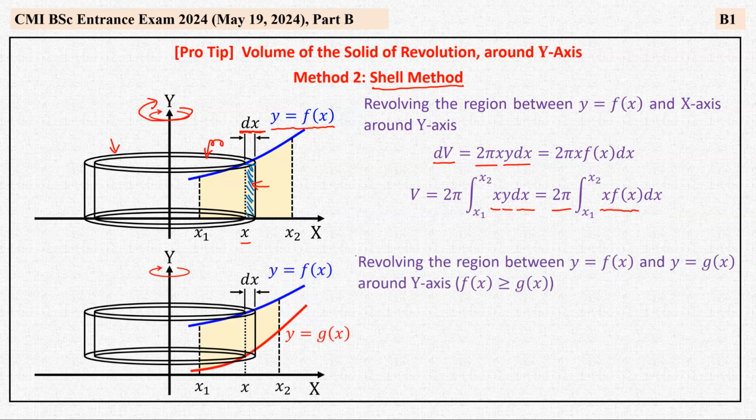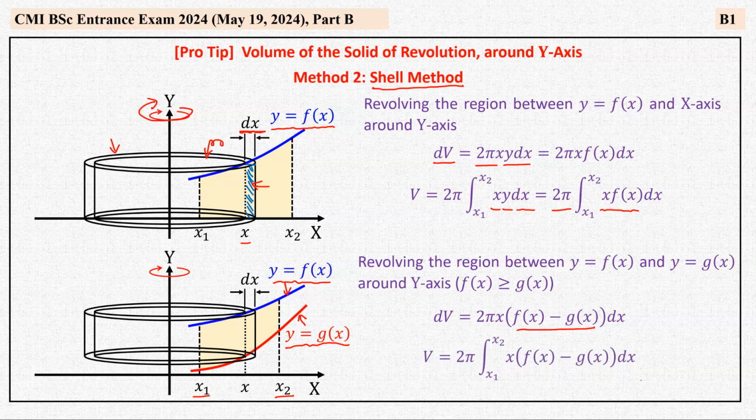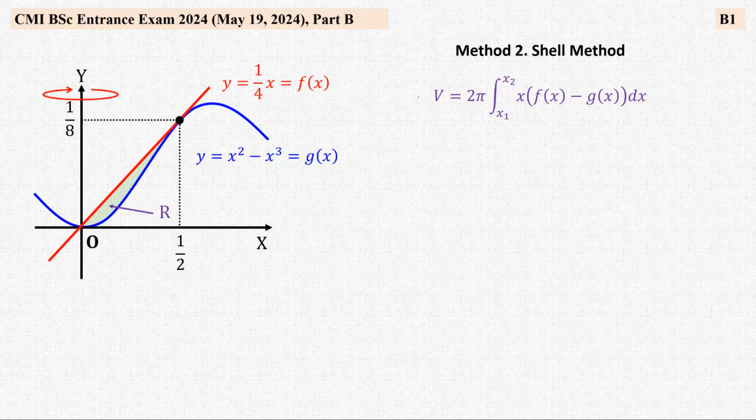Just like the previous method, this formula can be extended to the situation of revolving the region wedged between two graphs, now having the same interval for x, with the upper graph being y equals f of x and the lower graph being y equals g of x. The only difference here is that the height of the cylindrical shell is changed to f of x minus g of x. So we have the formula 2 pi times the integral of x times f of x minus g of x dx. So let's apply this formula to our problem.